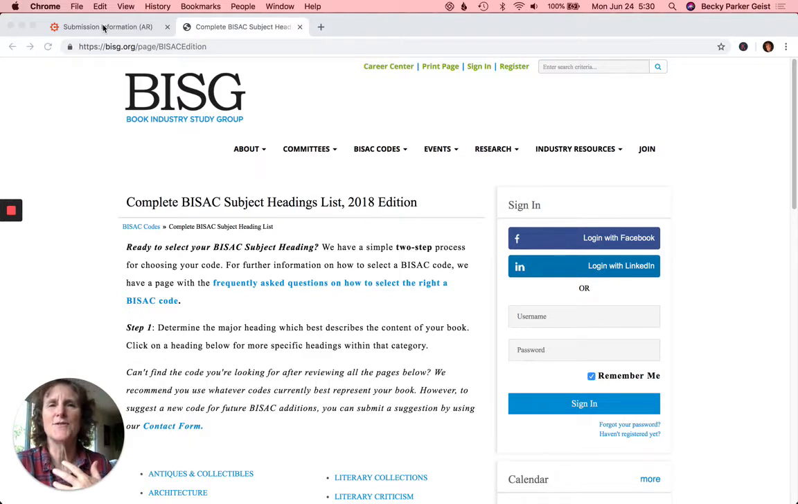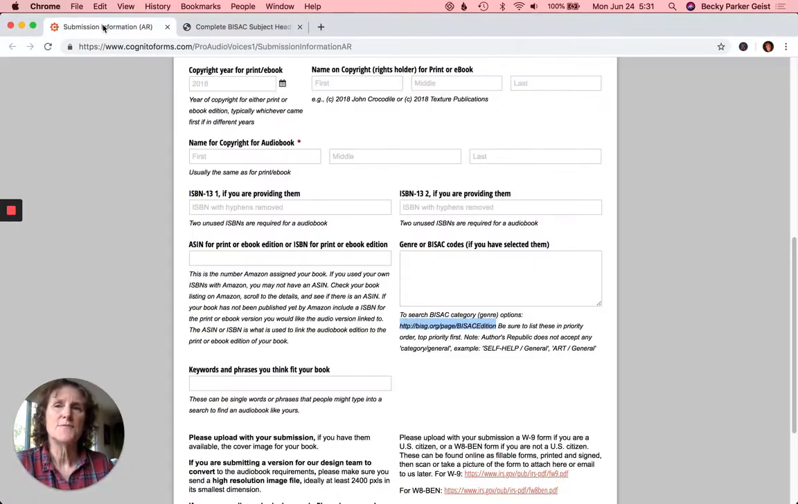Those are also known as category codes or genre codes. And these are really, really important. And so we want to help you make that selection and understand how to make your selection of your BISAC codes. You will have been asked this question by us when you received one of our forms to gather the information for submission. And you'll see that right here in this section, genre or BISAC codes, is a link.